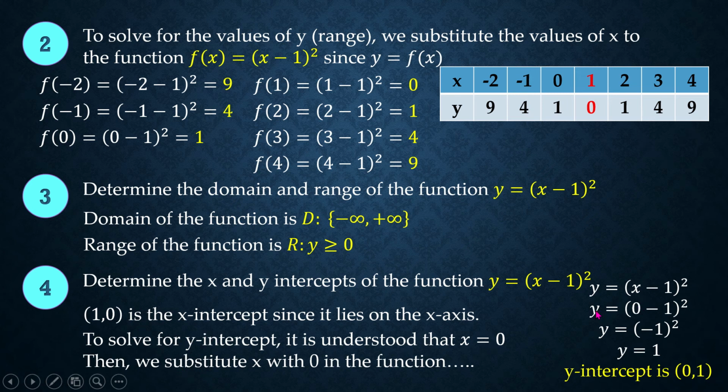So, unang y is equal to 0 minus 1 squared. So, what is 0 minus 1? That is negative 1. So, the square of negative 1, that is negative 1 times negative 1, positive 1. So, therefore, the y-intercept is, ang x kay 0, y is 1. So, mao ng 0, 1. Okay?